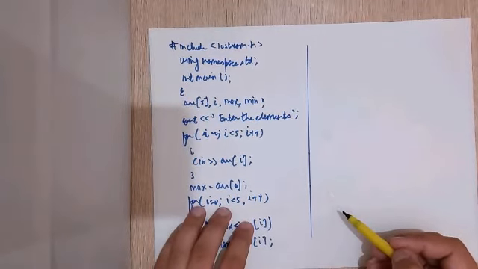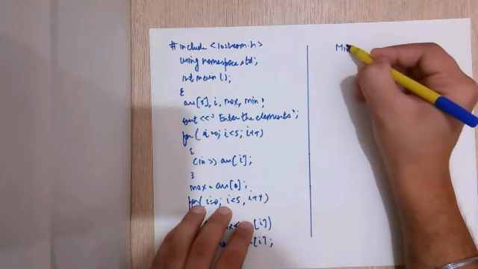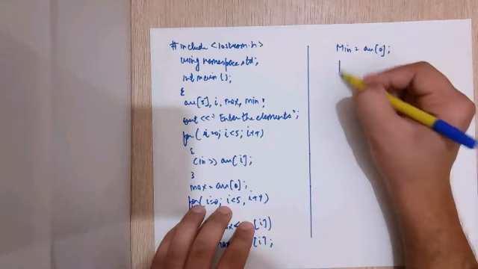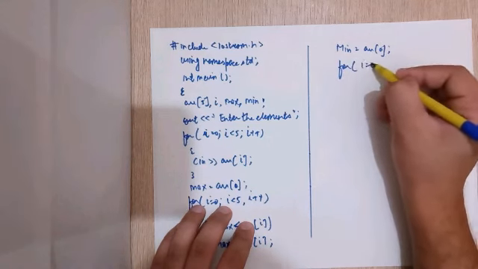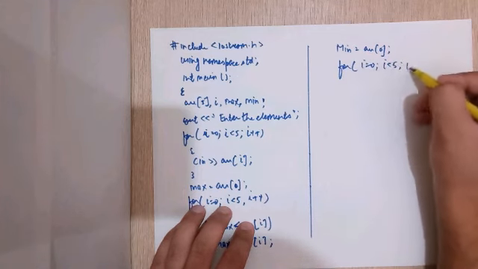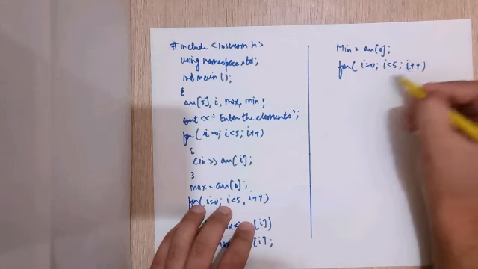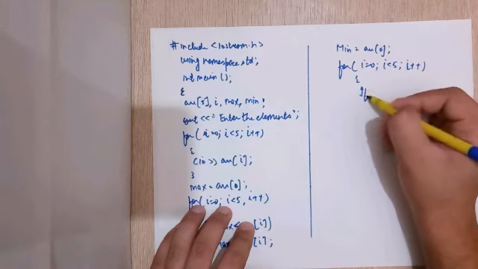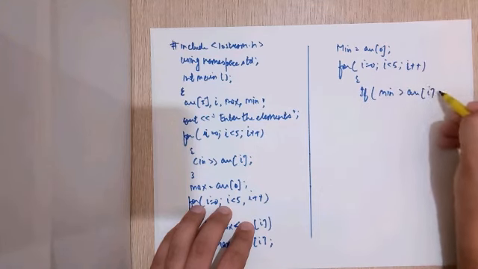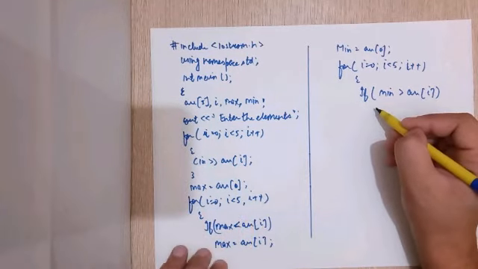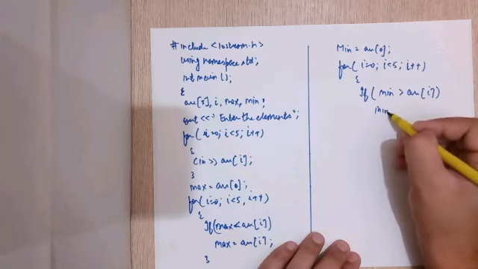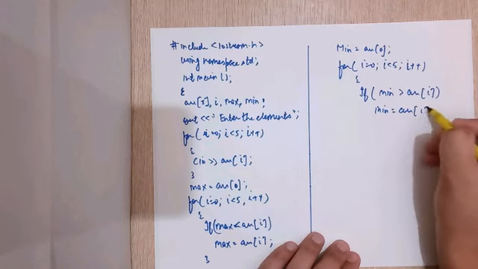And in the next we will again declare the value of min equal to the first element of the array and use a for loop for finding the minimum, for finding the smallest value. And then here we will use a condition: if the value of min is greater than the second or the third element of the array, then the value of min will be changed and will be equal to that element. Value of min is equal to that element.